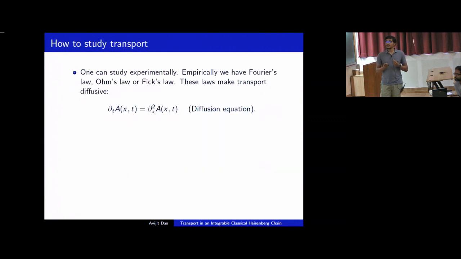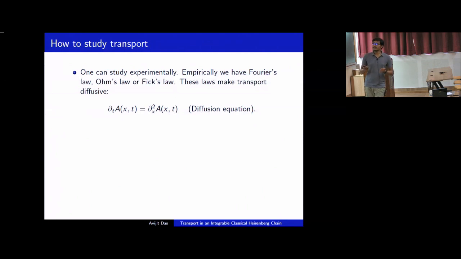The question is, how to study transport in a generic system? One can do experiments, right? One can put thermal baths, one can put some perturbation. People have been doing experiments, and these are very old, like Fourier and Ohm. They have some empirical laws, and that gives us this diffusion equation, or diffusive transport of quantities. For example, heat transport, electrical transport, whatever you take, usually it is diffusive. So why is it interesting? The answer is known, right? So why are you interested in it?